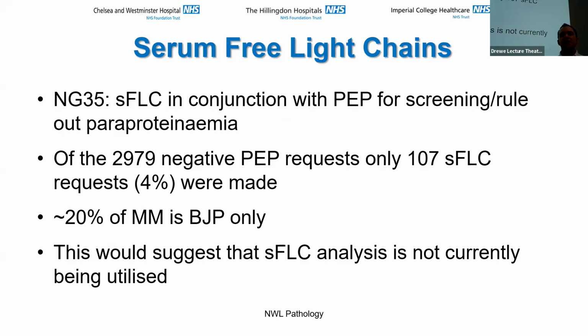So we looked at our own cohort of patients, back around 2018, and at how many of our negative PEP requests had actually had serum free light chains requested on them. It was a very, very small percentage, even though this is what the guidance was recommending. And it's important to remember that around 20% of all myelomas are BJP only. So the data which we had would suggest that free light chain analysis at that time wasn't really being utilized at all.